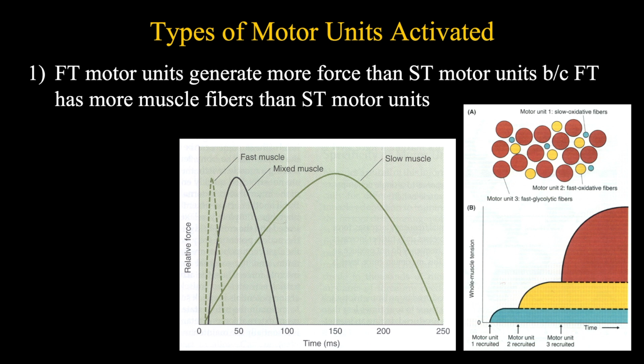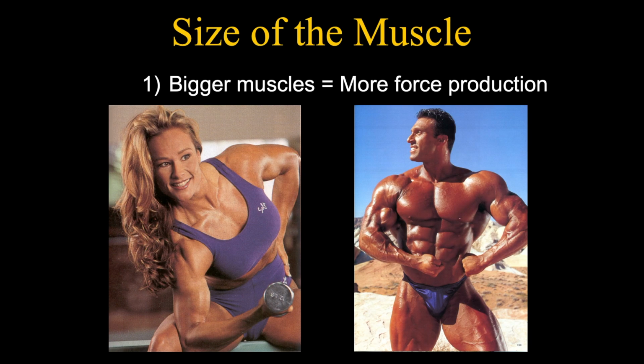The types of motor units that are activated also make a difference in the amount of force that we can produce. In this diagram, we have the relative force on the y-axis, and on the x-axis we have time in milliseconds. We have a fast muscle, a mixed muscle, and a slow muscle represented here. The rates of force development and relaxation during a muscle twitch relate to the rate of cross-bridge cycling and the rate of calcium reuptake into the sarcoplasmic reticulum, respectively. Myosin ATPase and SR-ATPase of fast muscle have high activity rates, resulting in rapid force development and relaxation. Myosin and SR-ATPase in slow muscle have a much lower rate of activity, resulting in a slower rate of force development and relaxation. The size of the muscle is also going to make a difference. The bigger the muscle, the more force capability that muscle has.